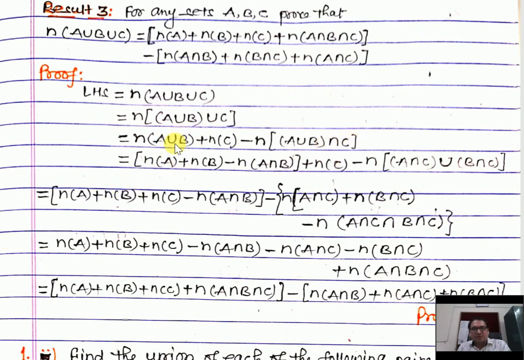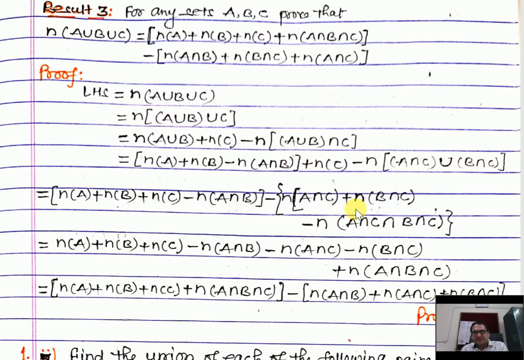Now A union B is equal to what? N(A) plus N(B) minus N(A intersection B) plus N(C). Now you can write (A intersection C) union (B intersection C). This is the theorem. Now again N(A) plus N(B), bring N(C) inside, plus N(C) minus N(A intersection B).